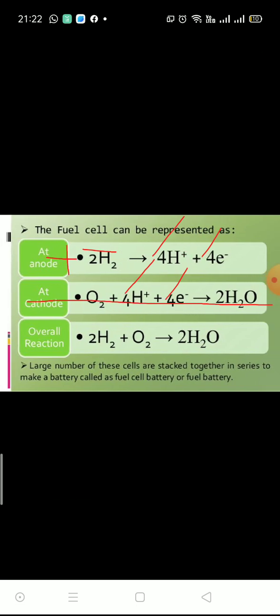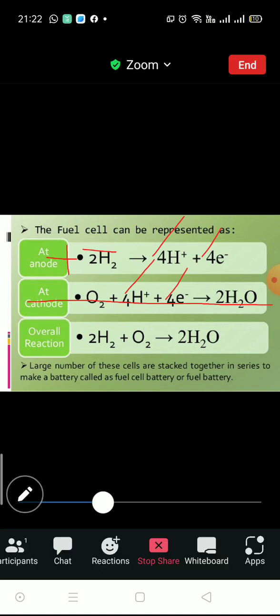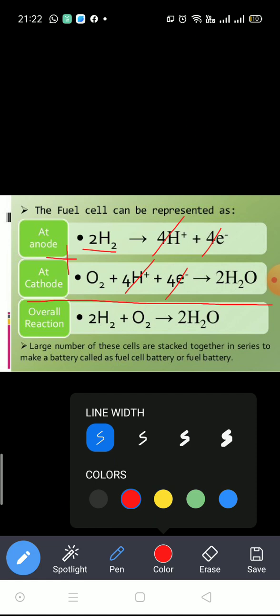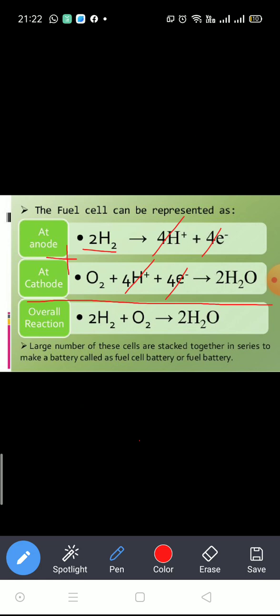H2. Then oxygen. Both of them are combining to give water.